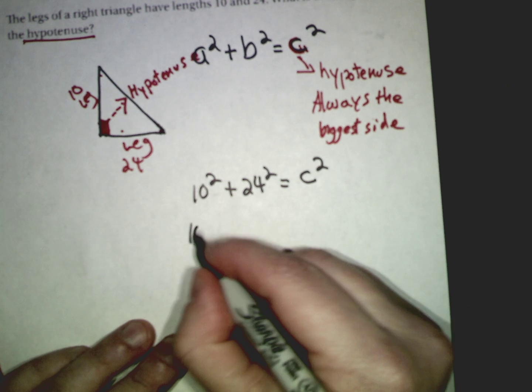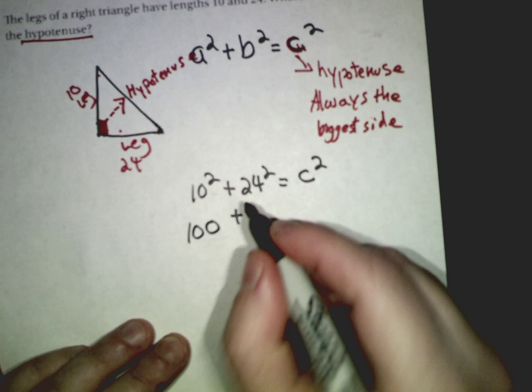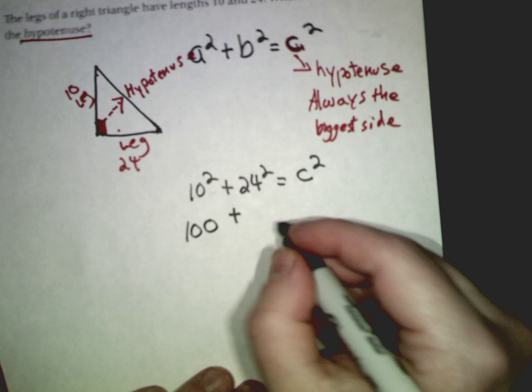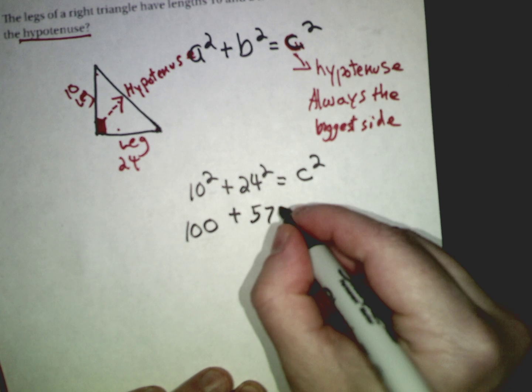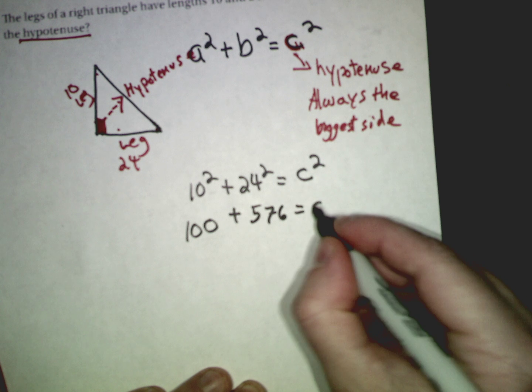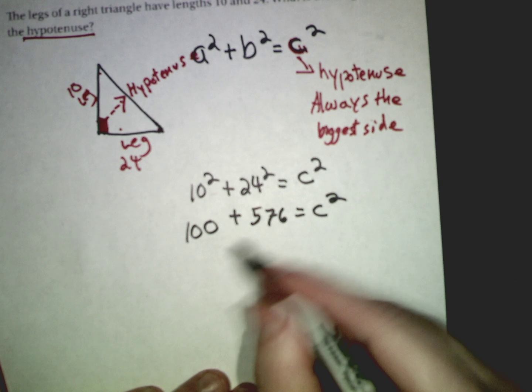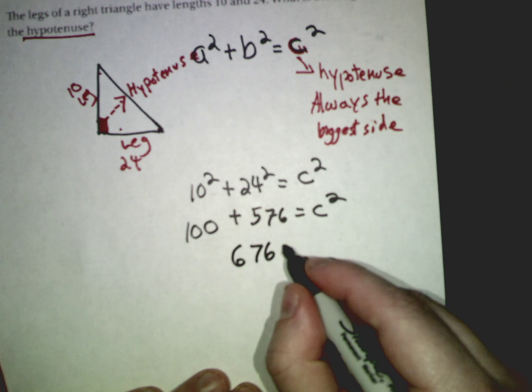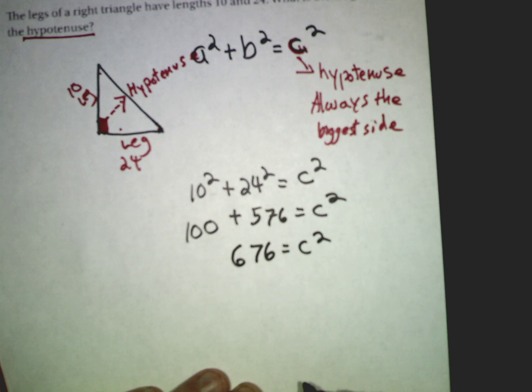10 squared is 100. 24 squared, I didn't even know that one in my head. I'm usually good with these numbers. 24 squared is 576, so obviously we use the calculator for this. Equals c squared. I add these up, I get 676 equals c squared.